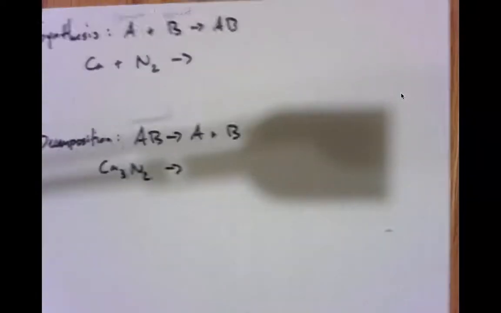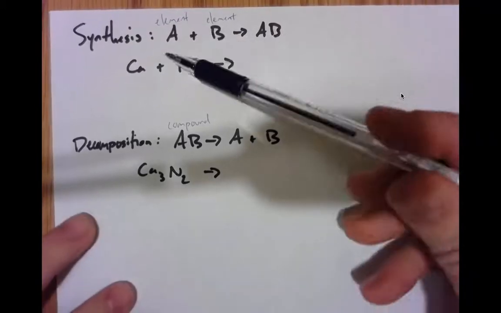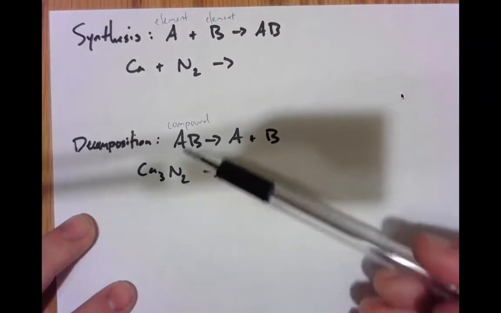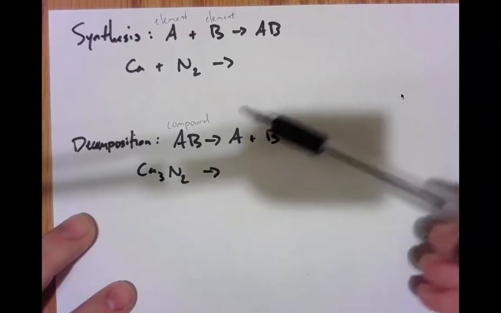The last 2 types of reactions are synthesis and decomposition. These reactions are opposite of one another. Synthesis is when we have 2 elements combining to form one product. Decomposition is when we have one product that breaks up into its different ions or elements.